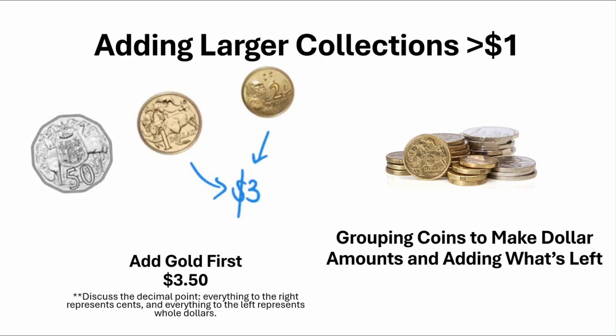From there, I like to group coins to make $1. So if we've got coins over $1, I like to make groups of $1 and then add what's left. So we start off, we calculate our gold coins, then we calculate how many piles of 100 cents we have, and then we add what's left.